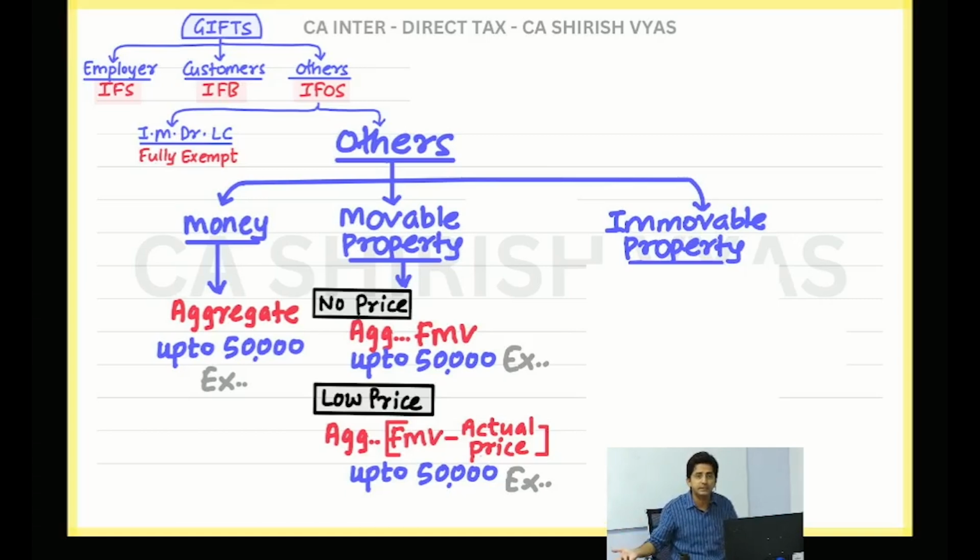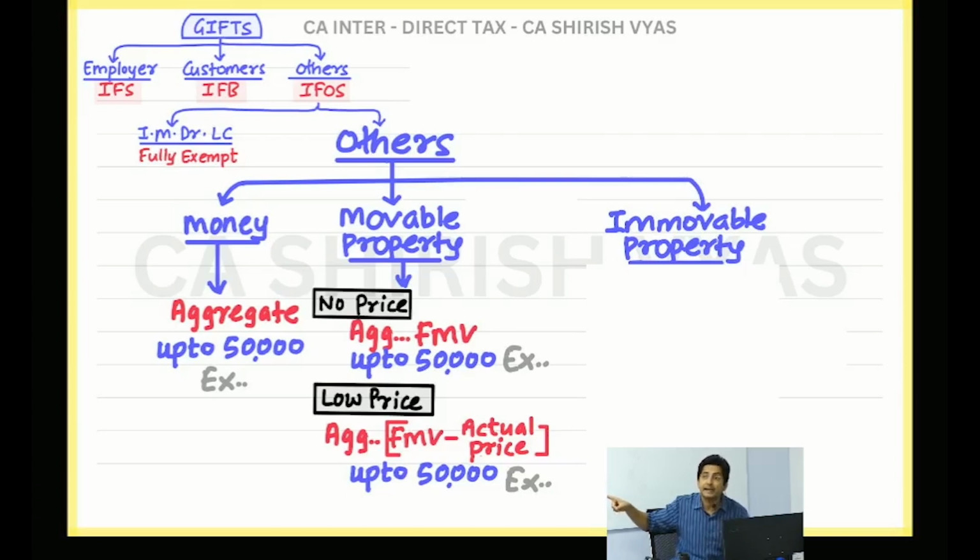Okay, when you purchased it, you have paid a price, so that price you will deduct and find the difference. Like in my example, I paid 20,000 for gold of 90,000. So what you did? 90 minus 20. So 90 is the FMV, 20 is the actual price. That's what I have written there.